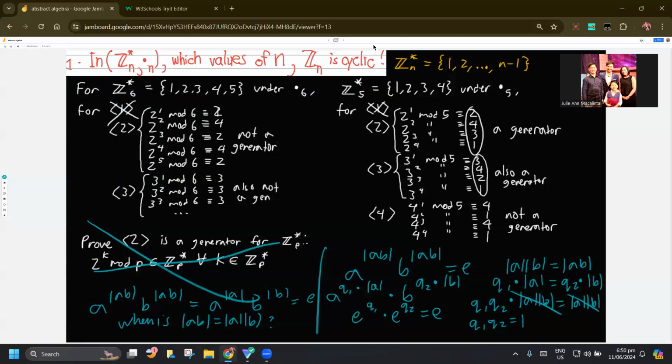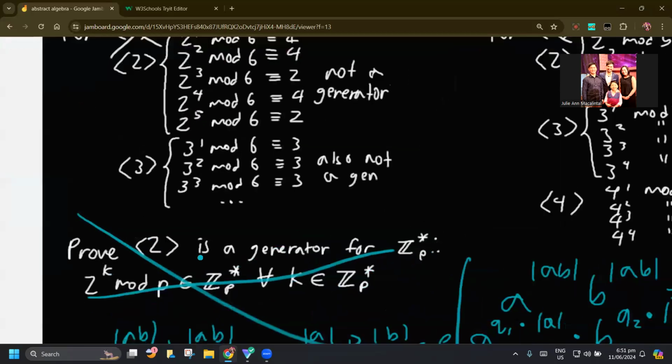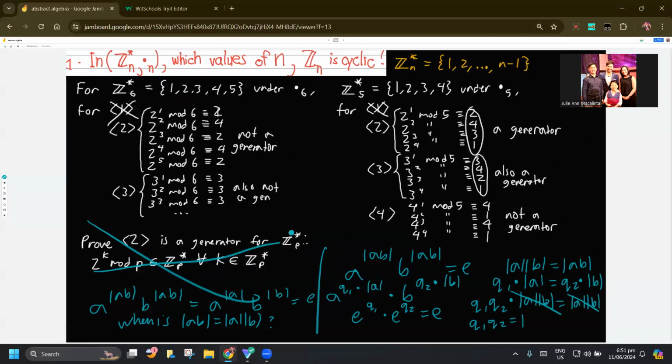So this is the other assignment: for Z_p asterisk, without zero, for which values of n is it cyclic? So it means, is there always a generator? Anyway, the assertion is to prove 2 is a generator for Z_p asterisk.